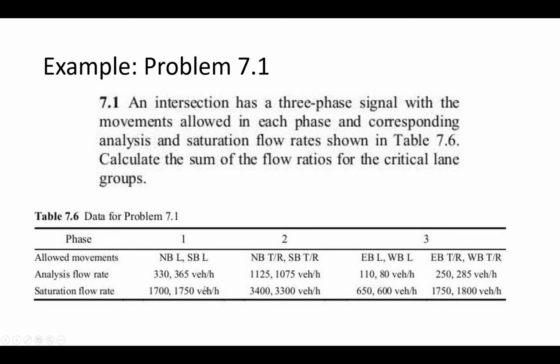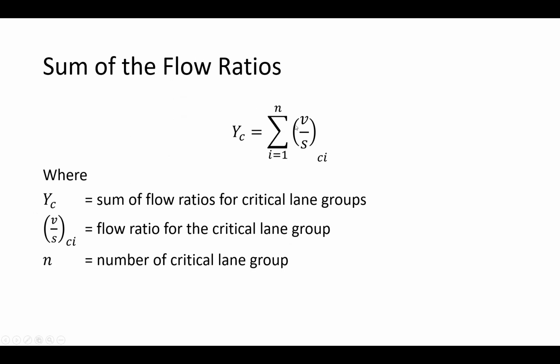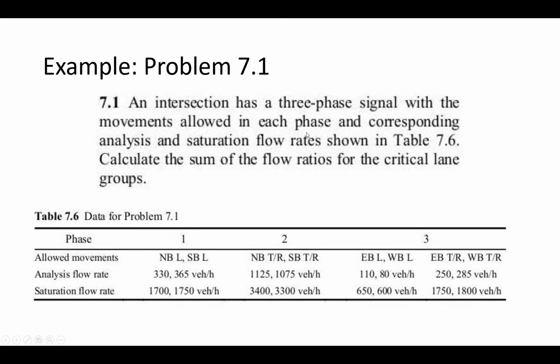And so what's our critical lane group, right? What we're supposed to be adding together are the critical lane groups, CI. The way we figure out what the critical lane group is, is which one has the highest ratio. And that's literally what we're checking. So if I get my calculator out here, we take 330 divided by 1700, right?